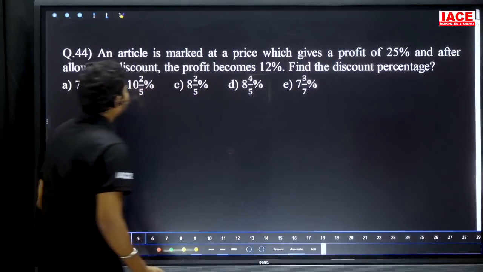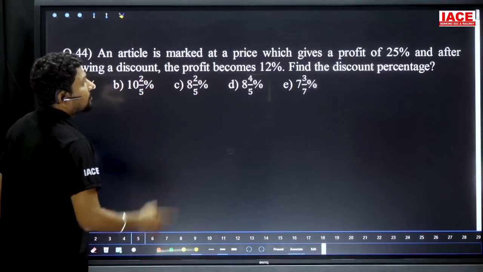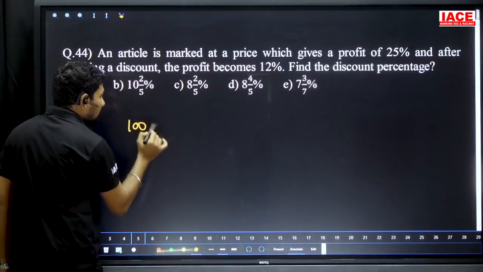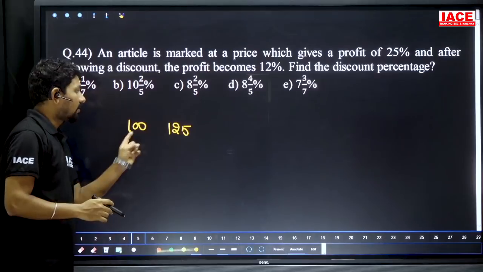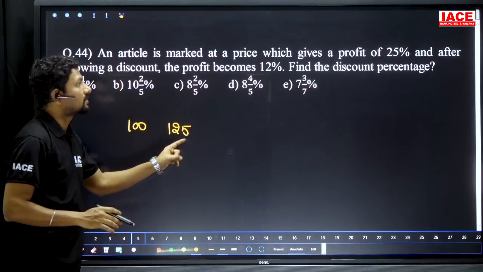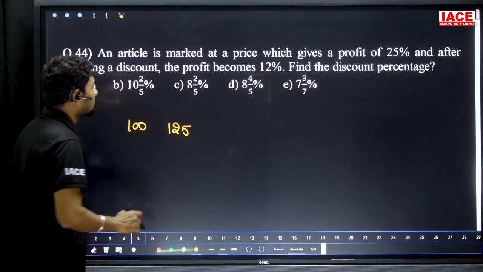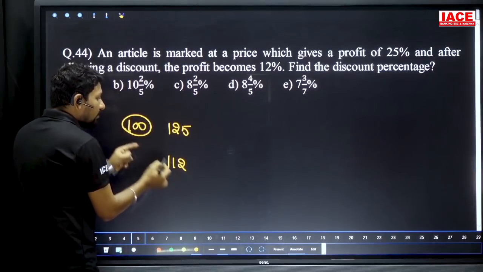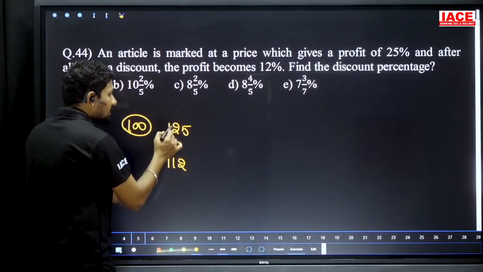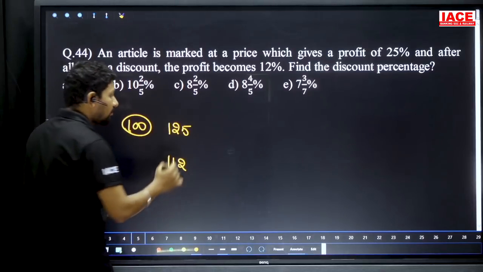An article is marked at a price which gives a 25% profit. Cost price is 100. Now it is marked up to get a 25% profit. 100 becomes 125, so 25 rupees profit. And after that he is allowing a discount. Now his profit becomes 12 only. Originally it is 100. Now he is expecting only 12 rupees profit, meaning instead of 125 we are expecting 112.